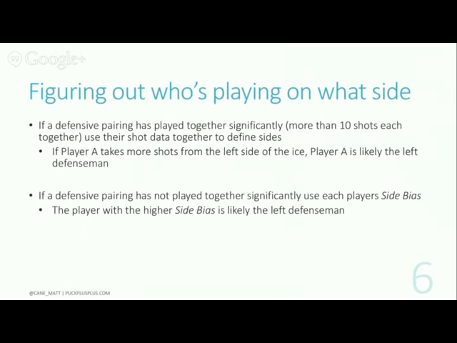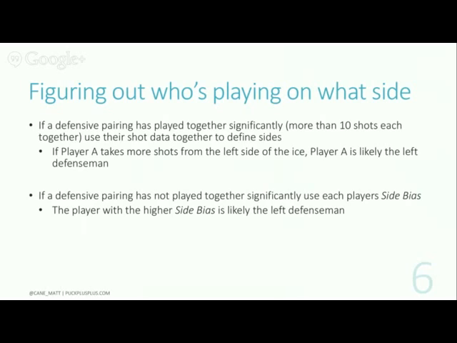And the first method we're going to use is that if a defensive pairing is playing on the ice together and we have enough data with them both on the ice together, we're going to look at what they did on the ice together. So if me and my partner, if I take 15 shots from the left and 3 shots from the right, my partner takes 15 shots from the right and 3 shots from the left, it's pretty safe to assume I'm the left defenseman, he's the right defenseman.